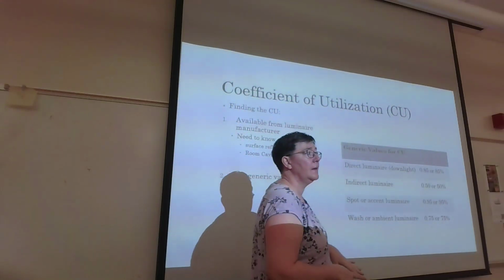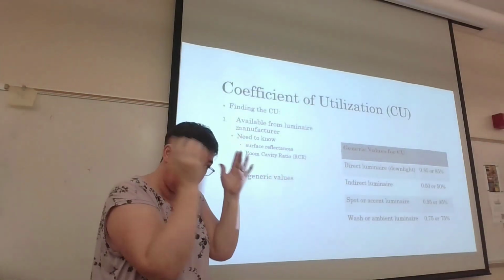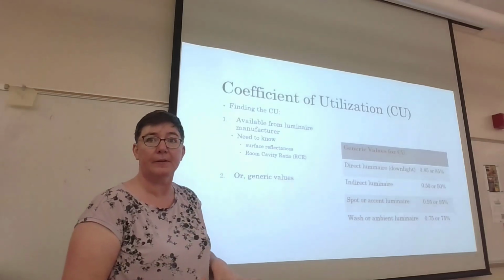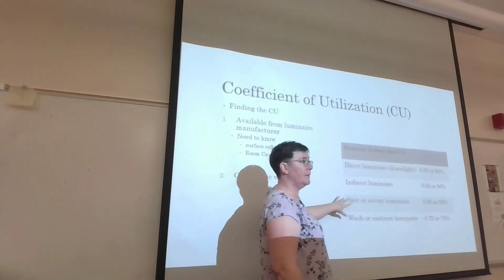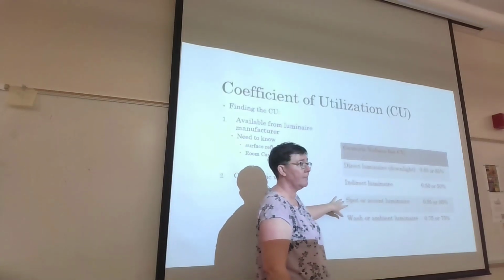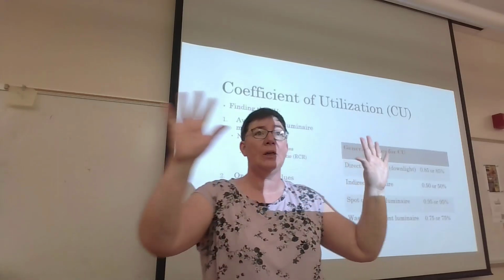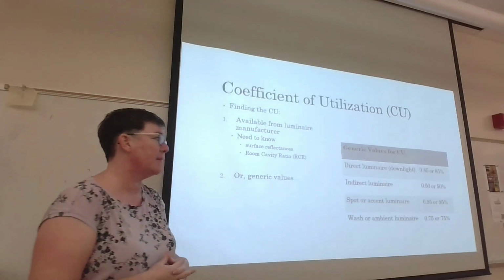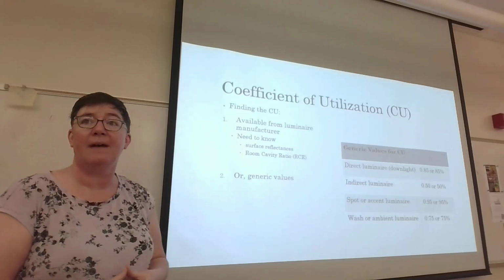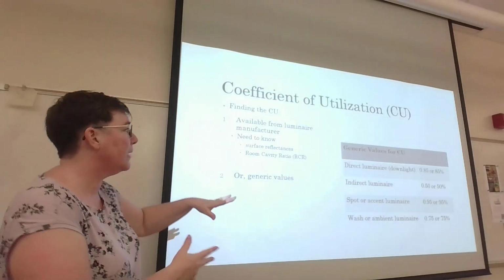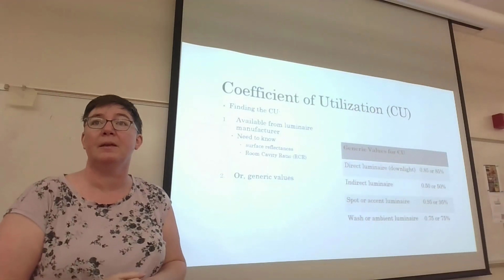A spot luminaire or accent luminaire. Now, most of the light, because it's just aimed right at your task surface, most of the light's going to get there. So let's use a higher coefficient of utilization of 95%. And finally, any kind of wash or general ambient luminaire that hasn't been covered, you might use like a 75%. So somewhere in this range, depending on the type of luminaire that you are using.